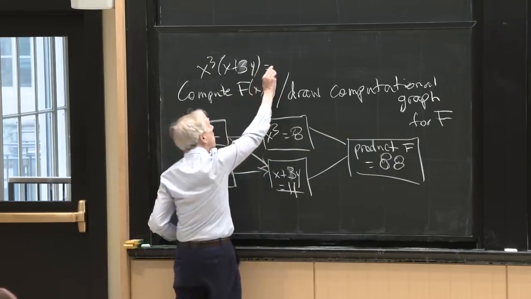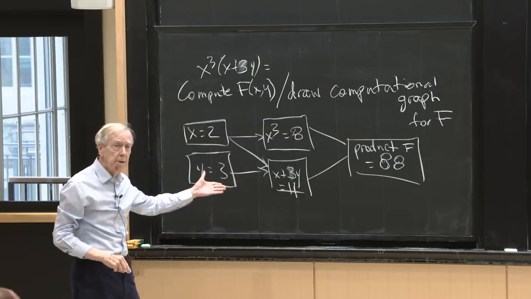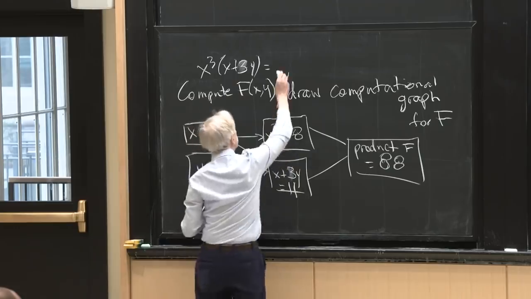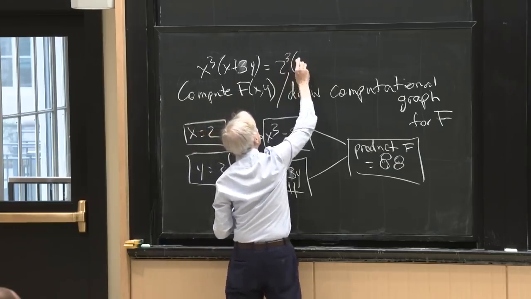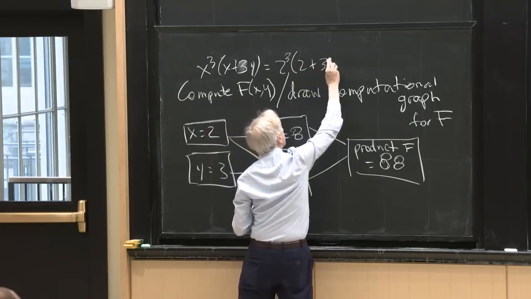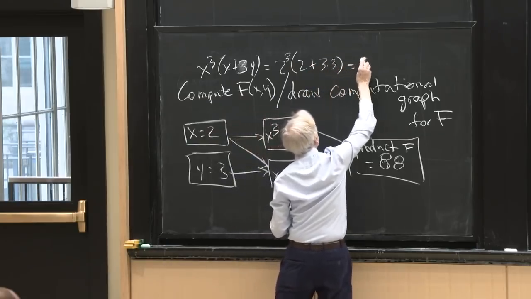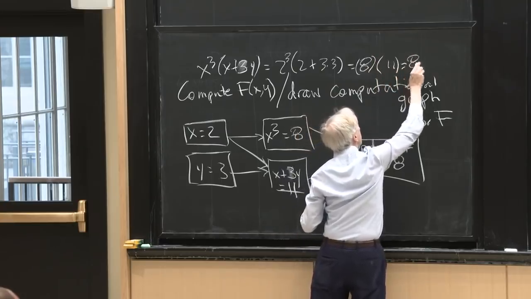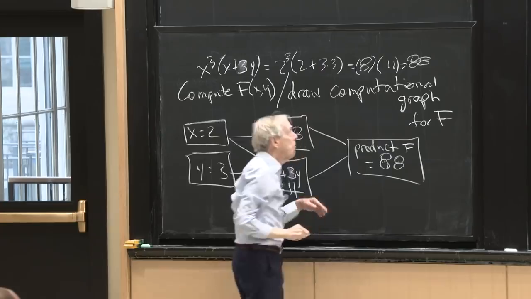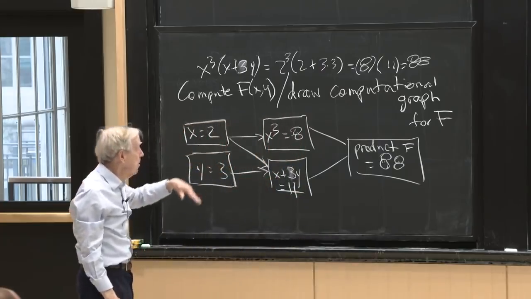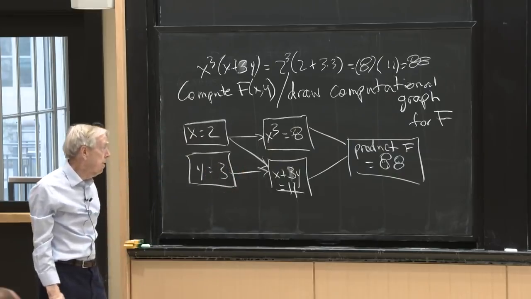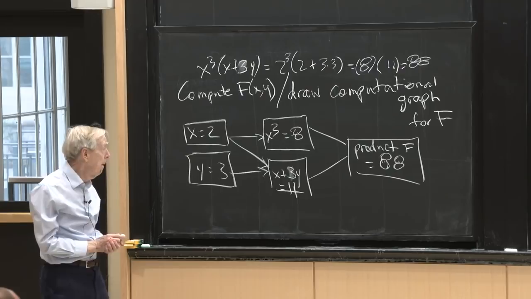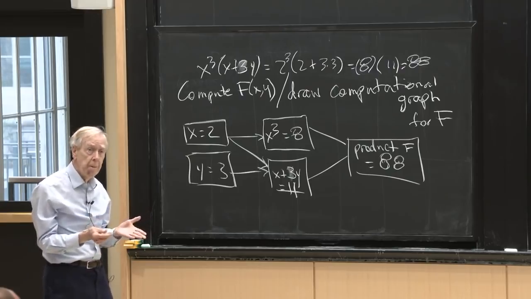Normally I wouldn't take that much of a production to compute f. I would have said 2 cubed times 2 plus 3 times 3, and I'd have simplified that to 8 times 11, and I would have got 88. So if we were just writing normally, that would do it, but this is the picture of the computational graph. Okay, good. Now it's the derivatives.